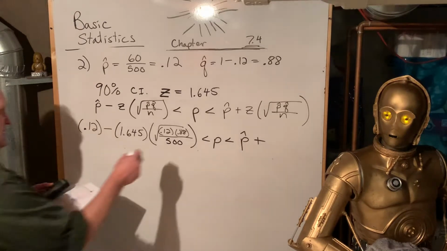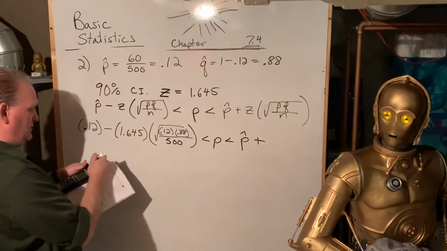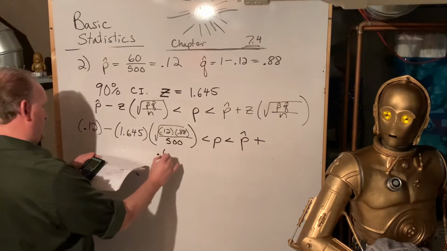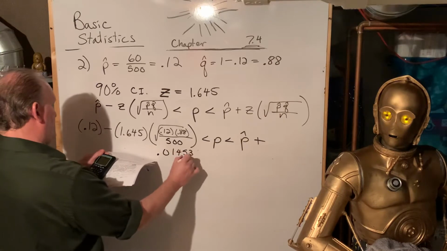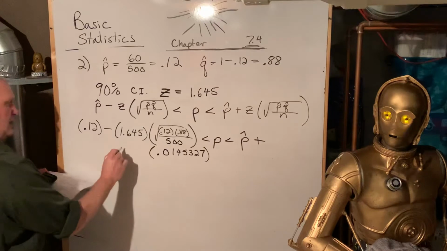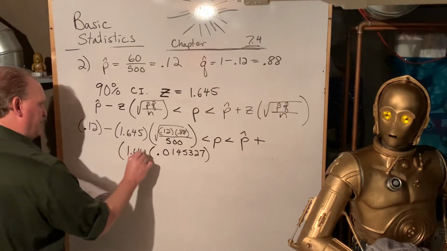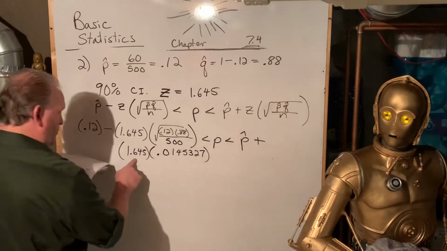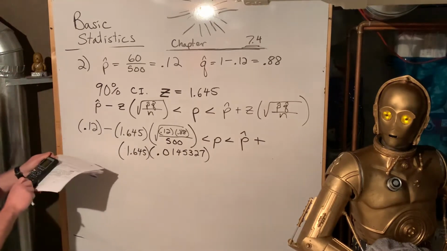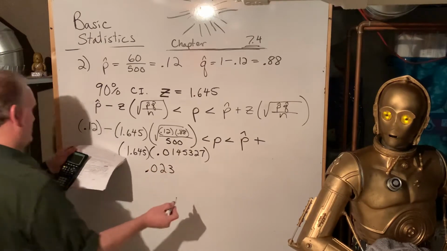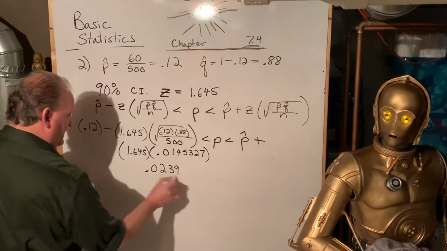And so this part of it works out to be 0.014537. And there's still more after it, I just stopped. Times 1.645. And when we multiply those two together, the 1.645 times that, we get 0.0239. We'll go out 4 places after the decimal.